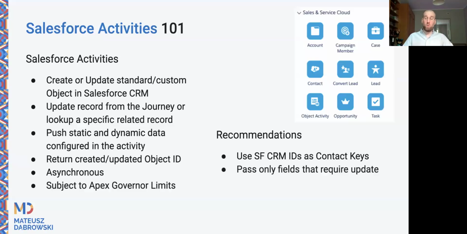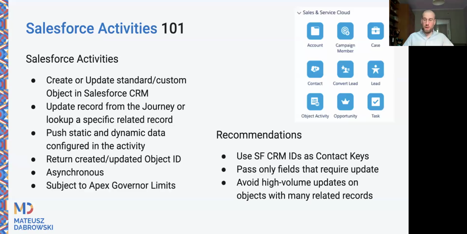Pass only fields that require update. It can be easy to say, okay, I will update all the fields that I have knowledge about in the Journey Builder, but actually probably not all need the update. If the field already has the correct value, be sure you are selecting only the fields that actually need the change, to make the payload as small as possible and the update as fast as possible.